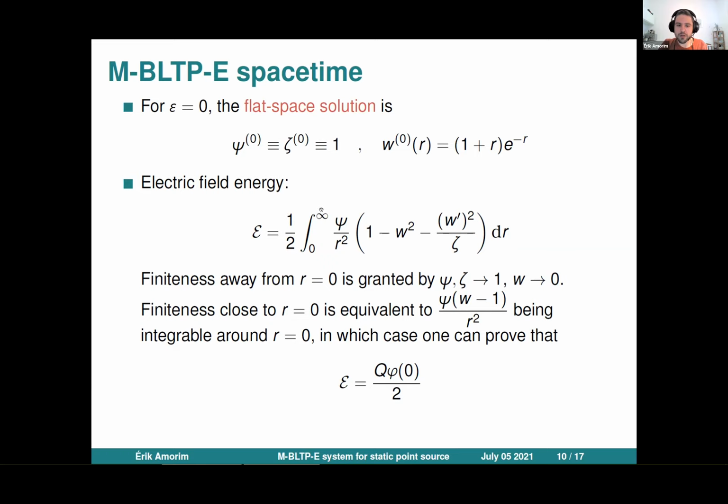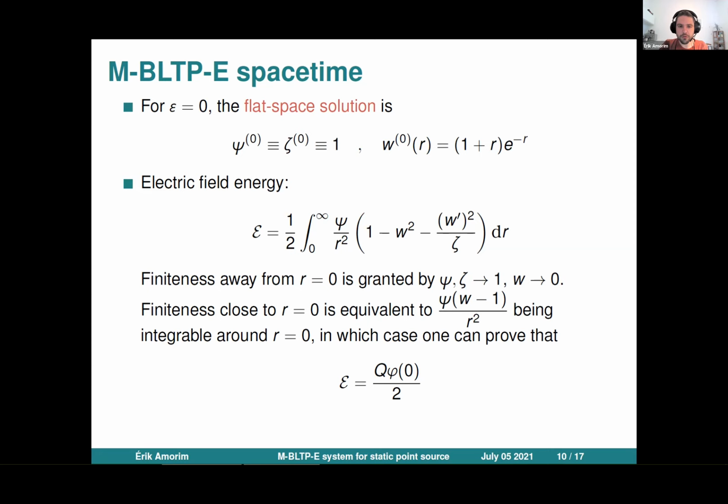You can see that the finiteness of this integral away from zero is almost automatic from the asymptotic conditions that you'd like to assume of your solution. But the finiteness close to zero is where you have some problems. It is actually equivalent to the integrability of a certain function, in which case the energy also is going to be given by phi of zero, essentially, just like in the flat space solution. So what's important is that this condition for finiteness of the energy gives you the correct boundary conditions around r equals zero for the solutions that you want to find for this system.